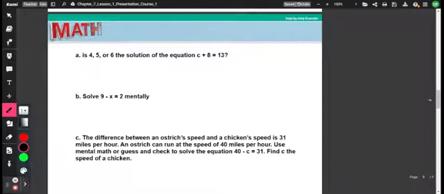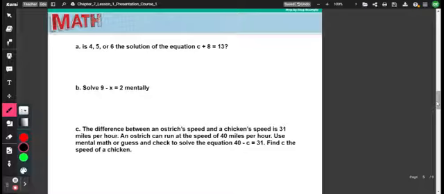If you'd like to pause the video and work on these example problems, you may. Otherwise, please wait a moment as I continue. I will continue the video in a second.